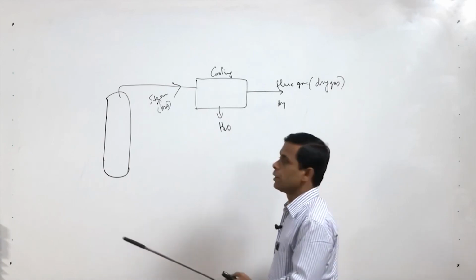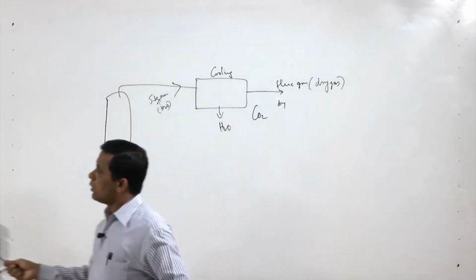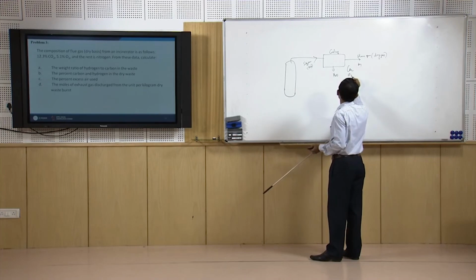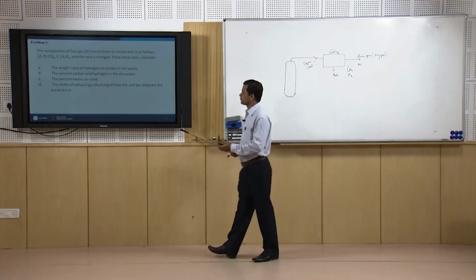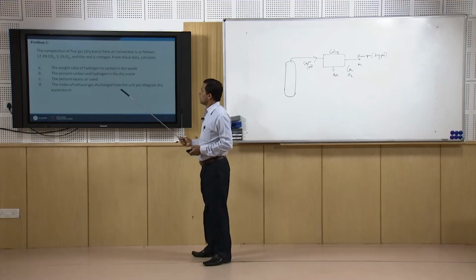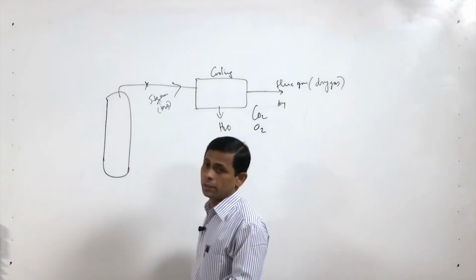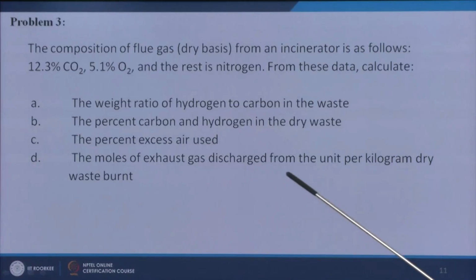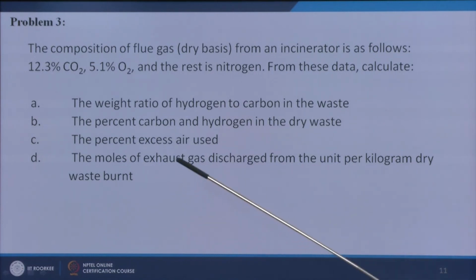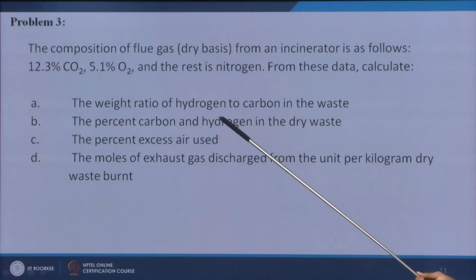Here the composition is given: CO2 and oxygen, the excess amount of oxygen. H2O is already separated here; some arrangement is made to separate the H2O. So, this is the situation. Now, the composition of the dry gas is given. On this basis we have to find the composition of the gas, and the H2O coming out from the incinerator, that is, the moles of exhaust gas discharged from the unit per kilogram of dry waste burned. Other three: the percent excess air, how much excess air is required, and the first two, the weight ratio of hydrogen to carbon in the waste and the percentage of carbon and hydrogen in the waste, are very similar.